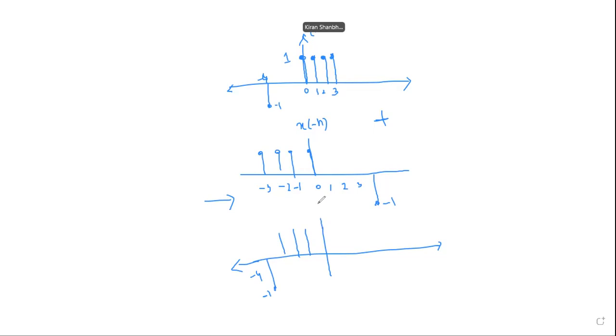Sir, is it 2? You are in doubt or what is it? Aisha, what is it? What's the value at 0? Sir, I think it is 2. It is 2. At 0, it is 2. At -3, it is 1. At -2, it is 1. At -1, it is 1. At 0, it is 2. At 1, it is 1. At 2, it is 1. At 3, it is 1. At 4, it is -1. Okay.